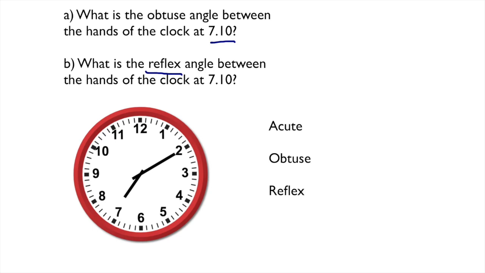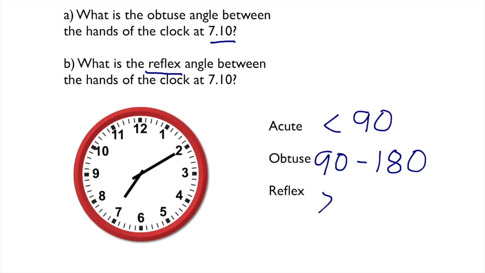Alright, the first thing to remember is what is a reflex angle, what is an acute angle, and what is an obtuse angle. So I'll write those down. Starting with the acute angle, that's any angle less than 90 degrees. And then the obtuse angles are between 90 and 180. And then your reflex angle is anything above 180 degrees. Okay, so the big angles.